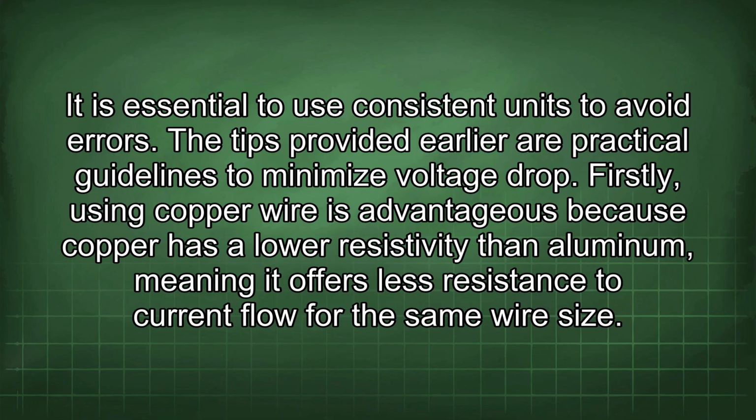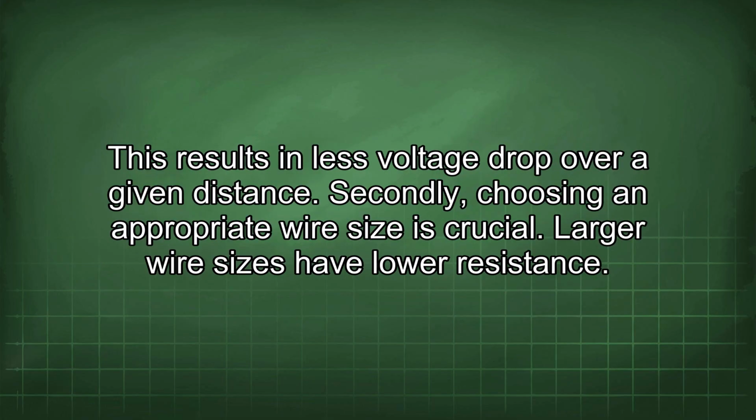The tips provided earlier are practical guidelines to minimize voltage drop. Firstly, using copper wire is advantageous because copper has a lower resistivity than aluminum, meaning it offers less resistance to current flow for the same wire size. This results in less voltage drop over a given distance. Secondly, choosing an appropriate wire size is crucial. Larger wire sizes have lower resistance.